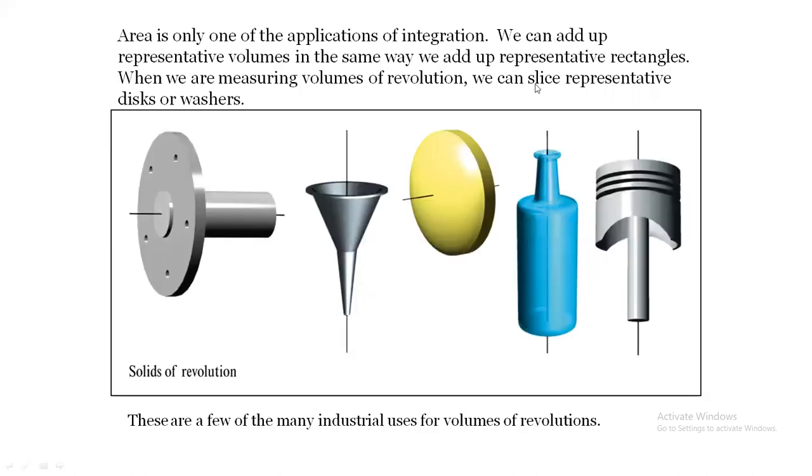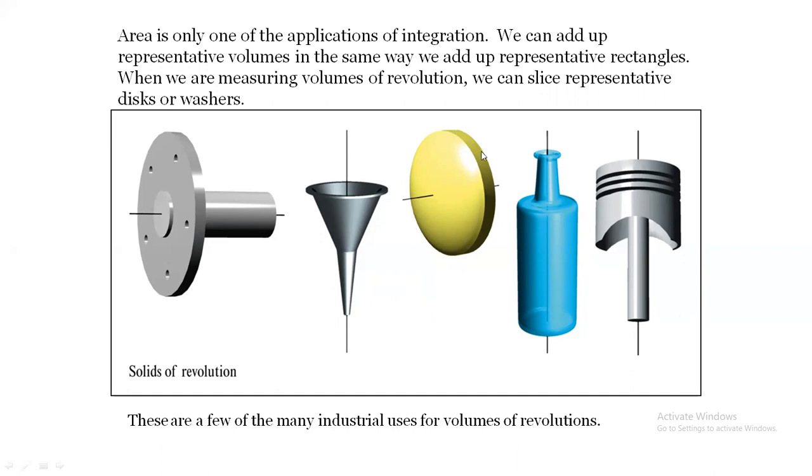Now, you could see here different solids. Area is only one of the applications of integration. So we can add up representative volumes in the same way we add up representative rectangles. When we add up representative volumes, especially of composite figures, we come up with the volume of that particular composite figure. These are different examples of solids whose volume we can determine using integral calculus.